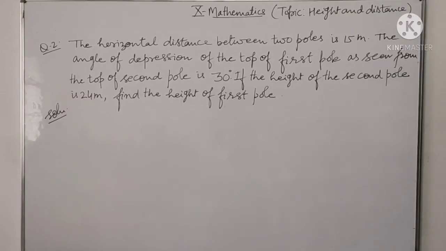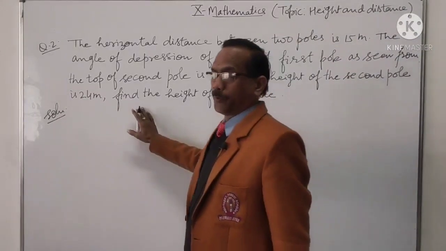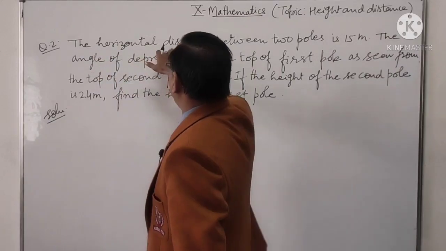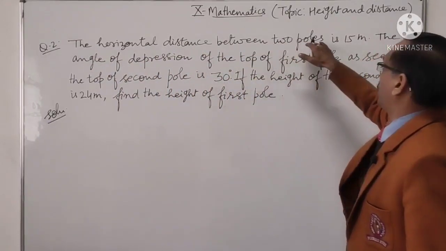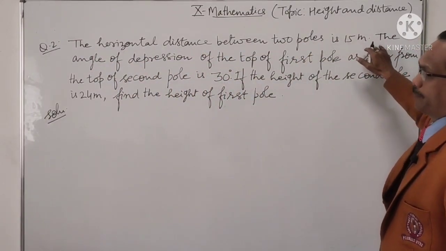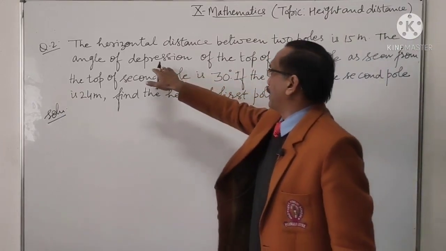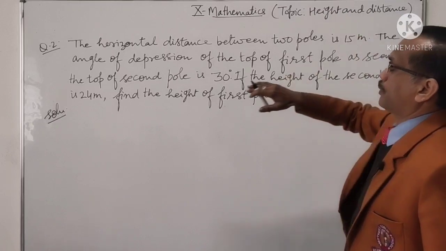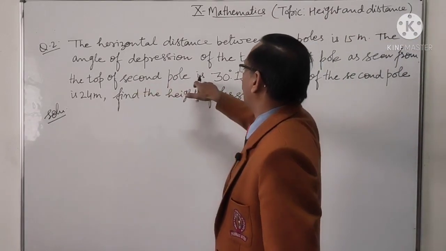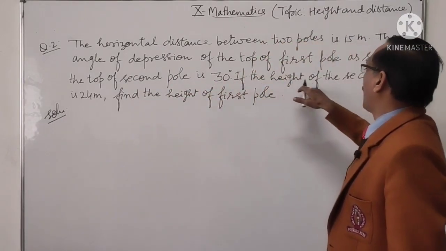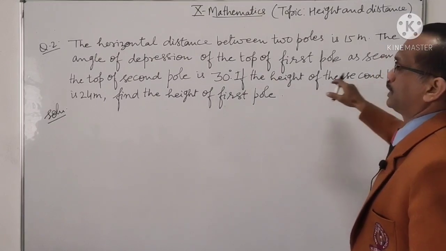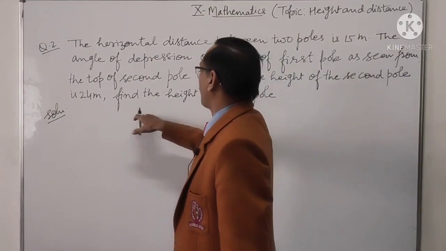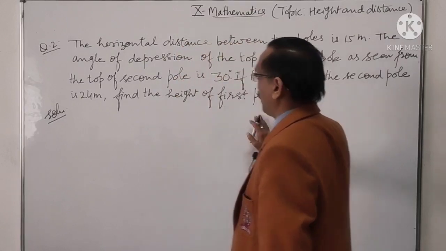Now listen. Now student, it is question number 2. The horizontal distance between two poles is 15 meters. The angle of depression of the top of the first pole as seen from the top of the second pole is 30 degrees. If the height of the second pole is 24 meters, find the height of the first pole.